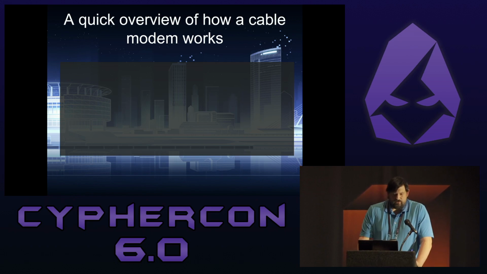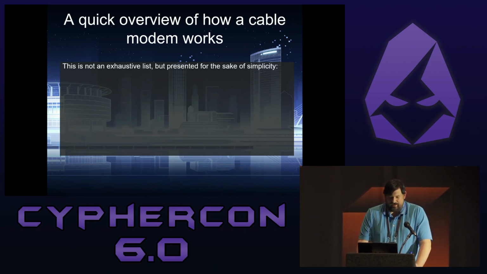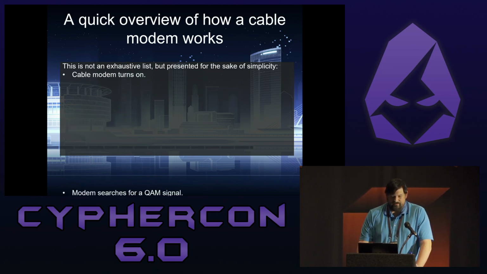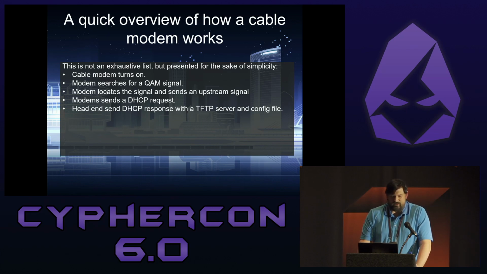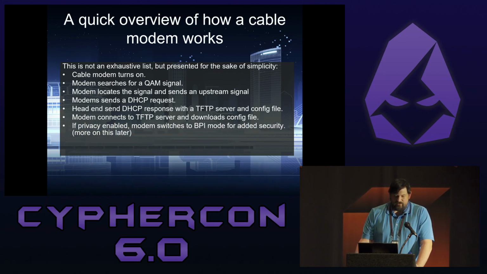So we're going to go over a quick overview of how a cable modem works. This is definitely not the extensive list, but it's presented here for the sake of simplicity. The cable modem turns on. It will search for a QAM signal. It will locate the upstream signal. The modem will send a DHCP request. The head end will send a DHCP response along with the TFTP server and the configuration file for the modem to download. Once the modem connects to the TFTP server and downloads the configuration file, it will determine if BPI mode is enabled.